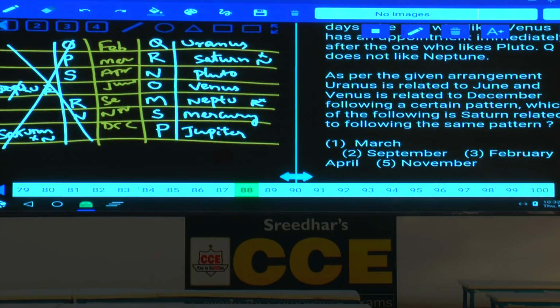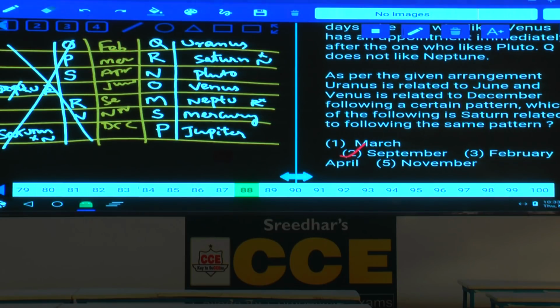Then 88. As per the given arrangement, Uranus is related to June. Isn't it? Uranus is 3 months before June. Next one, Venus and December. Venus and December again 3 months. And following which of the following is Saturn related? Saturn is 3 months before what? September. Choice 2.